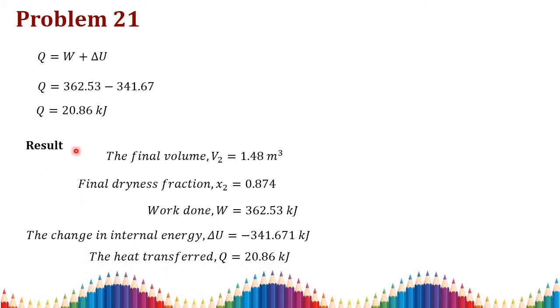Then we need to find out Q. From the first law of thermodynamics, Q is equal to W plus delta U. We know the W value and delta U value. Substitute those to get the heat transfer Q is equal to 20.86 kilojoule. In the other way also we can find out this heat transfer. We know the formula Q is equal to m into H, so m into H2 minus H1. In that way also we can find it. So as a result, the final volume V2 is 1.48 meter cube, the dryness fraction X2 is equal to 0.874, work done is equal to 362.53 kilojoule, delta U is equal to minus 341.67 kilojoule, and Q is equal to 20.86 kilojoule.